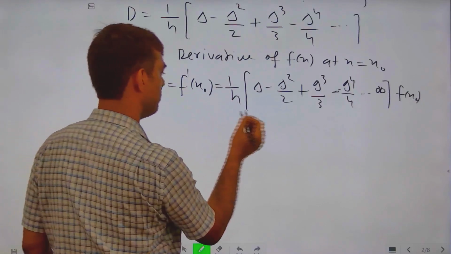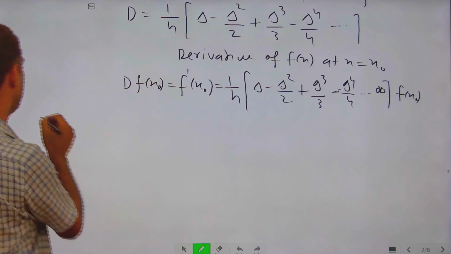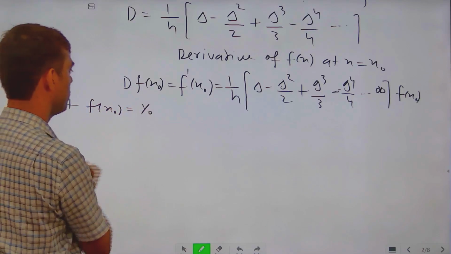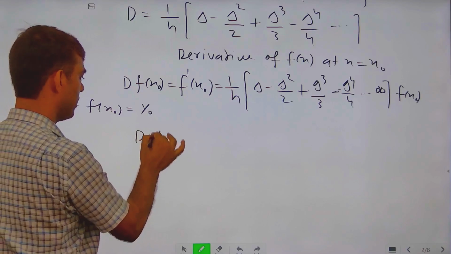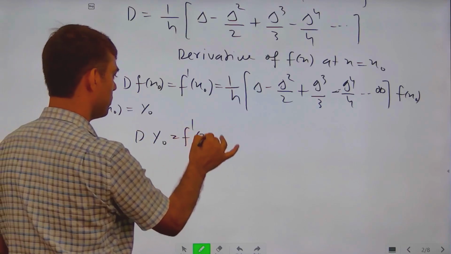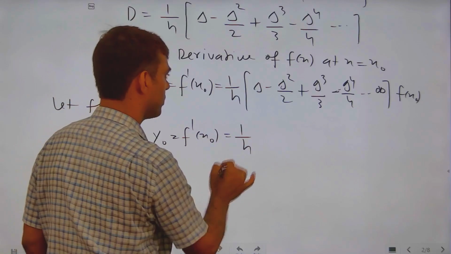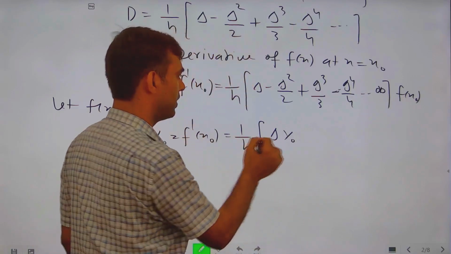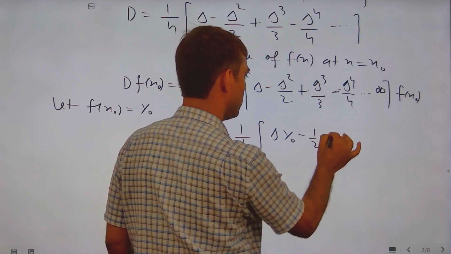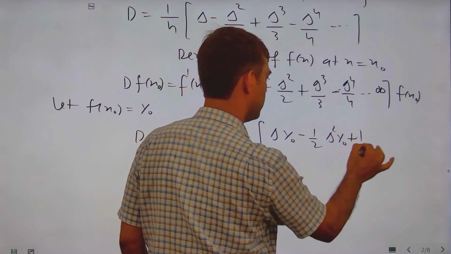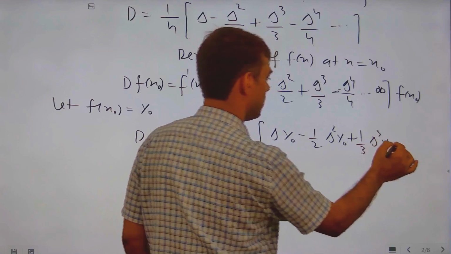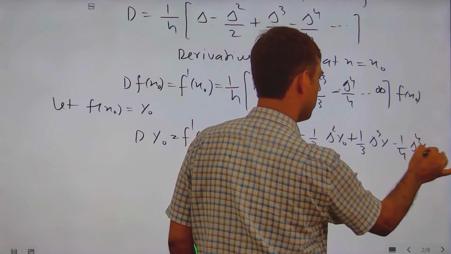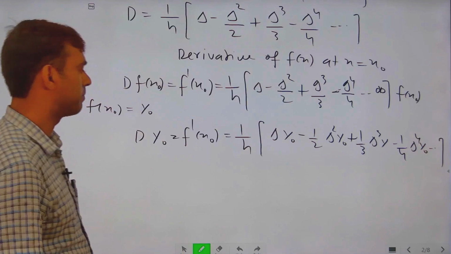If we denote f(x0) equal to y0, then D of y0 equals f dash x0 equals 1 upon h. This becomes delta y0. If we operate this function, then this becomes 1 by 2 delta 2 y0 plus 1 by 3 delta 3 y0, and similarly minus 1 upon 4 delta 4 y0, and so on. So, this is the way we derive it.